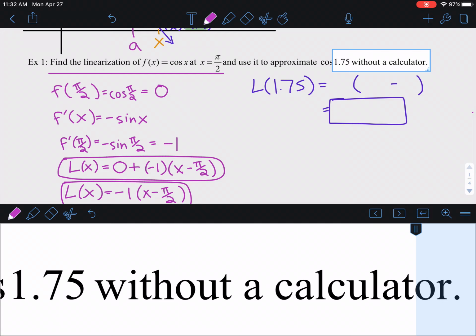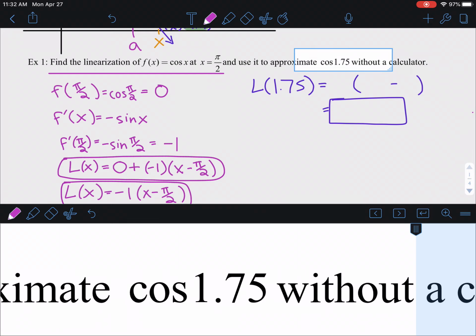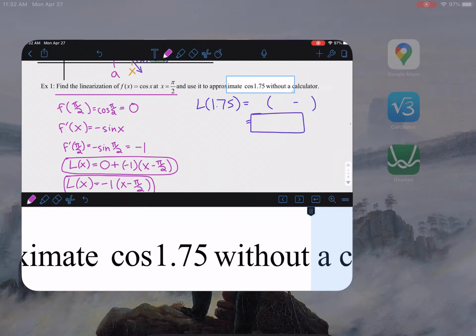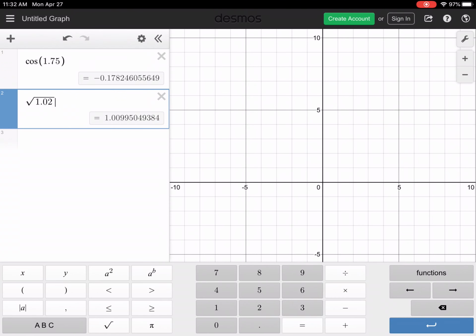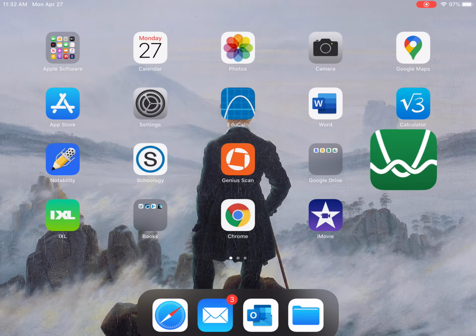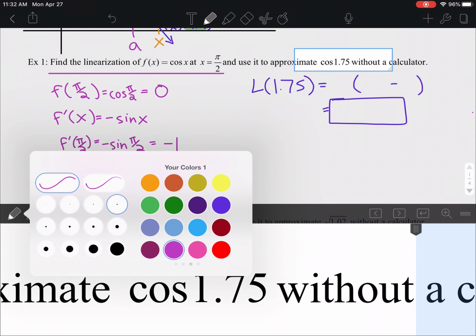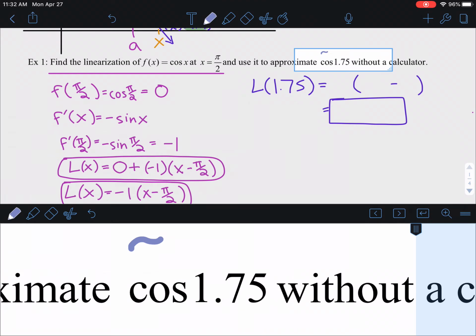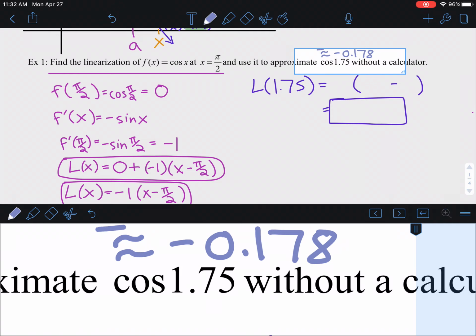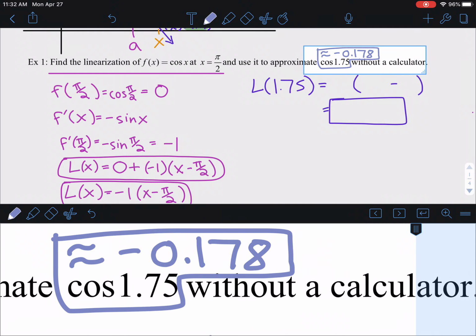Now, lucky for us, we live in a world where we do have calculators. So here's what I want to do. I want to cheat. I'm going to go ahead, and I think I've already done this on Desmos. Yep. Cosine of 1.75 radians is negative 0.178. We'll round to 3 decimal places. So cosine of 1.75 is approximately negative 0.178 using our modern technology and our calculators.